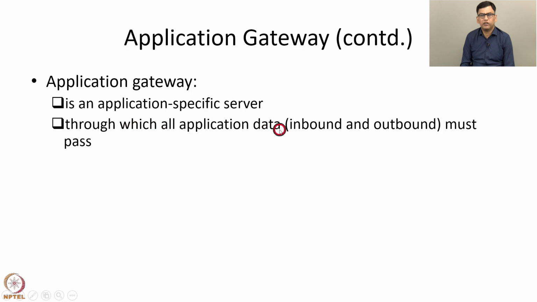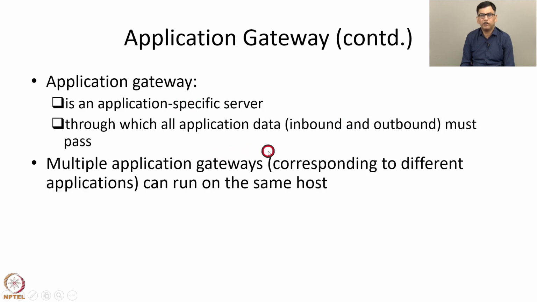All application data, inbound and outbound, must pass through the application gateway. So for example, if there is an application gateway for Telnet, in that case, all Telnet application data, inbound as well as outbound, must pass through the application gateway. It cannot bypass the application gateway and pass through the firewall. Then the firewall will drop the packets.